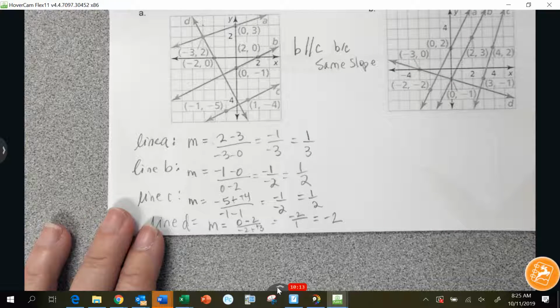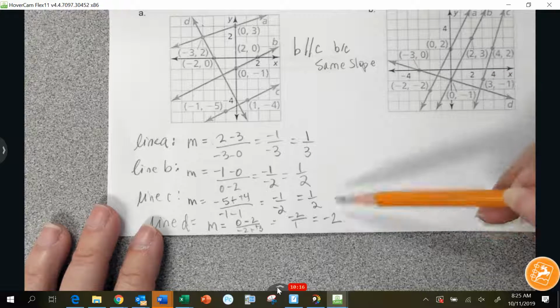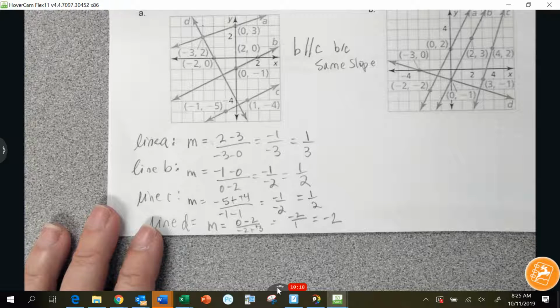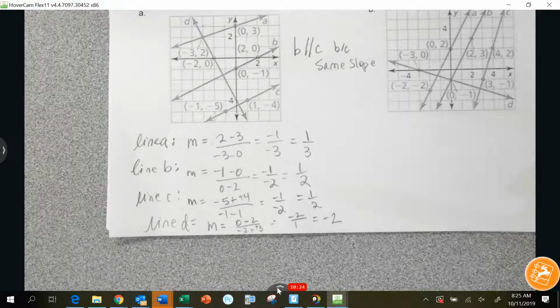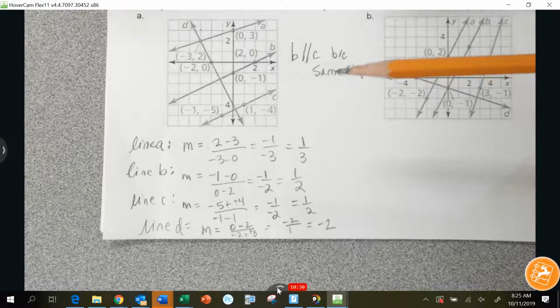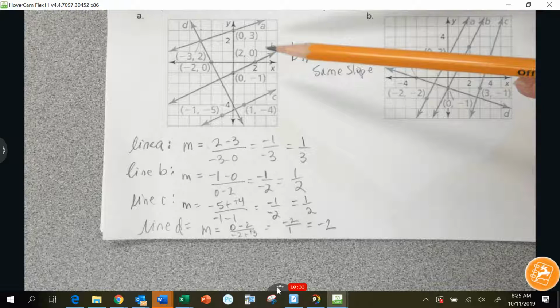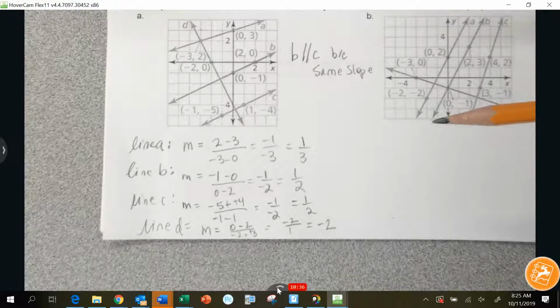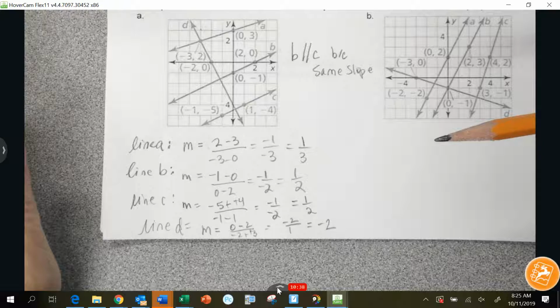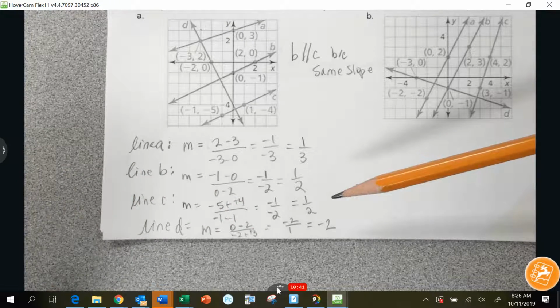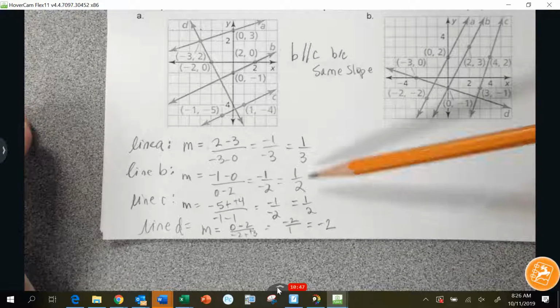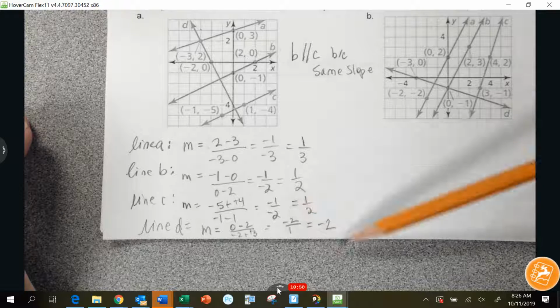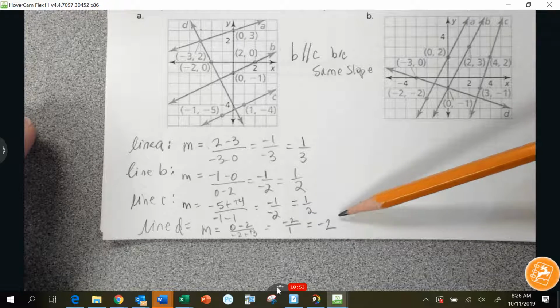Are there any other parallel lines, Donovan? Are there any other parallel lines besides B and C? No. Okay. So now we're going to look for perpendicular lines. You might think that D is going to be one of them. Anybody think D might be one of them? It's the only one that has a negative slope, the rest of them have positive slopes. Okay. What we're looking for is in their slopes, they have to be opposite and a reciprocal. Aaron, do we have any opposite and reciprocal slopes here? D and what? And B?